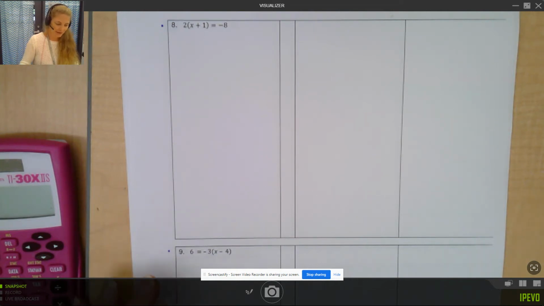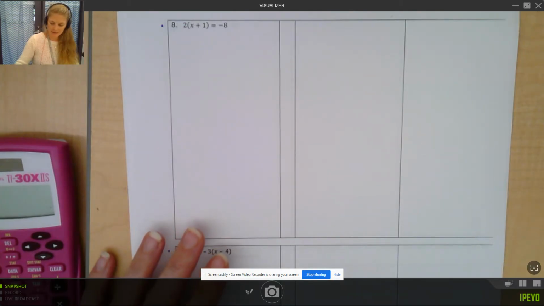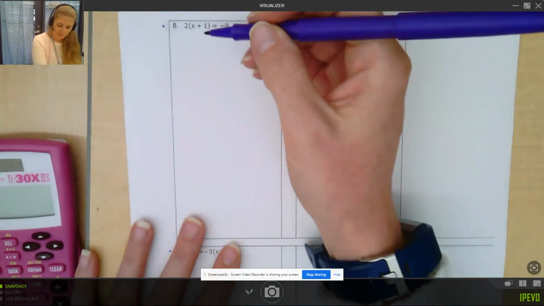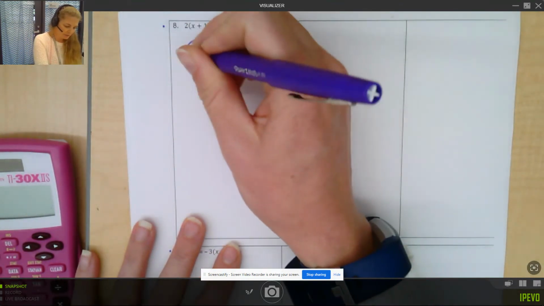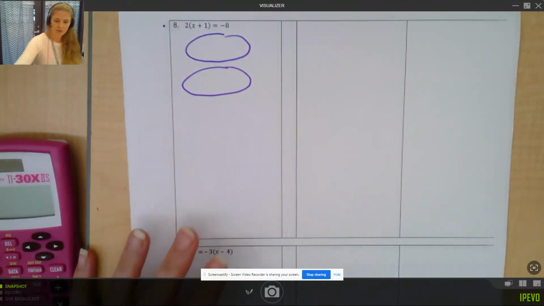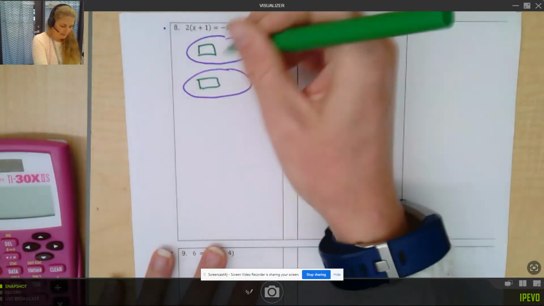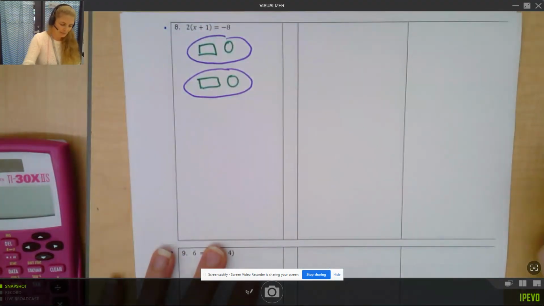Okay, so taking a look at 8, to start off, I'm not going to need any 0 pairs, but I'm going to need groups. So I'm going to write this as 2 groups. And in each group, what do I need? I need an x and a +1. And this is equal to, on the other side, 8 negatives.